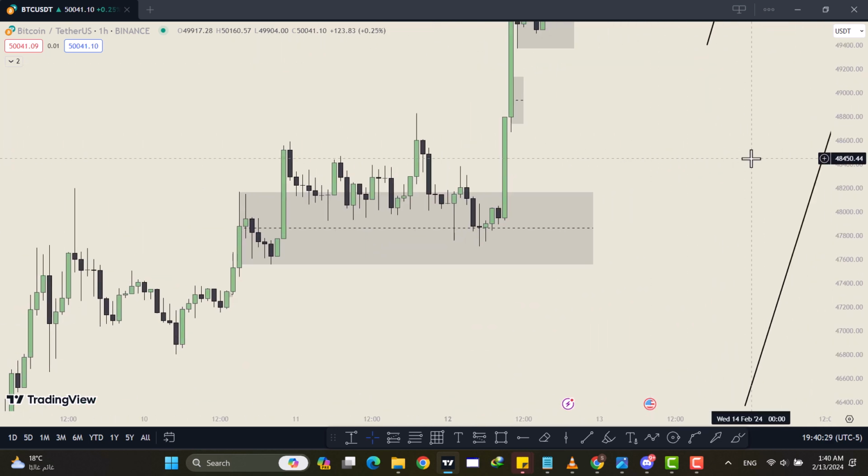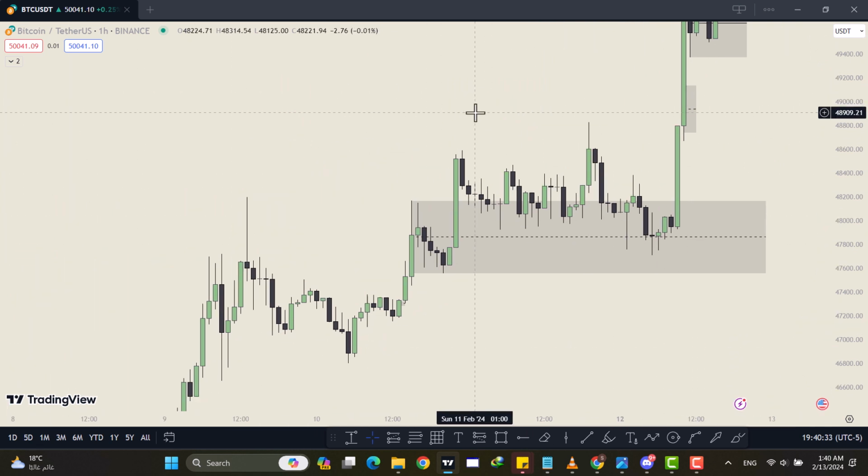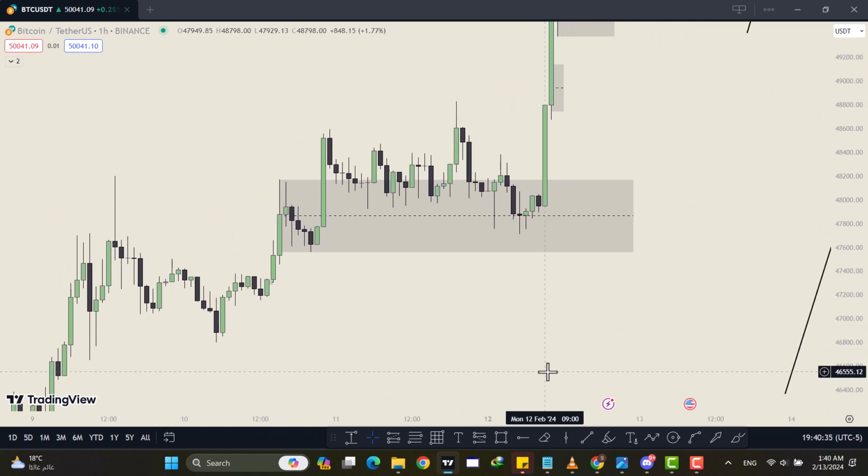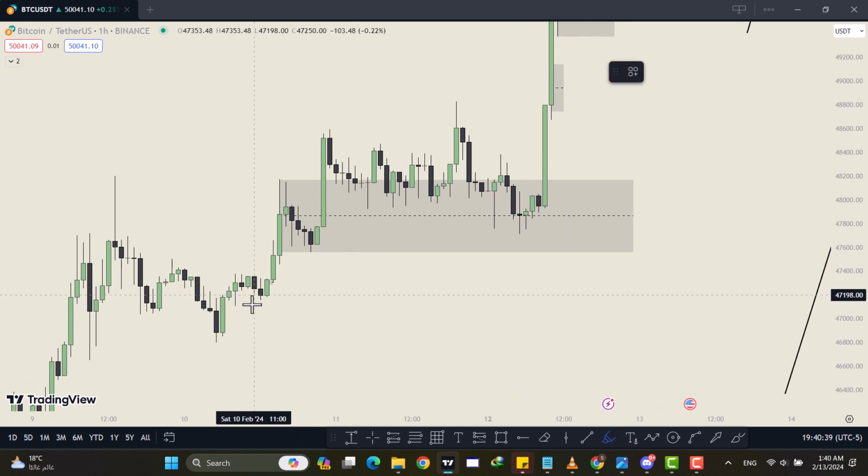Anyways, now let's apply the same logic to here, to this fractal of price. So what do we have? We have a low, and then we have an expansion.